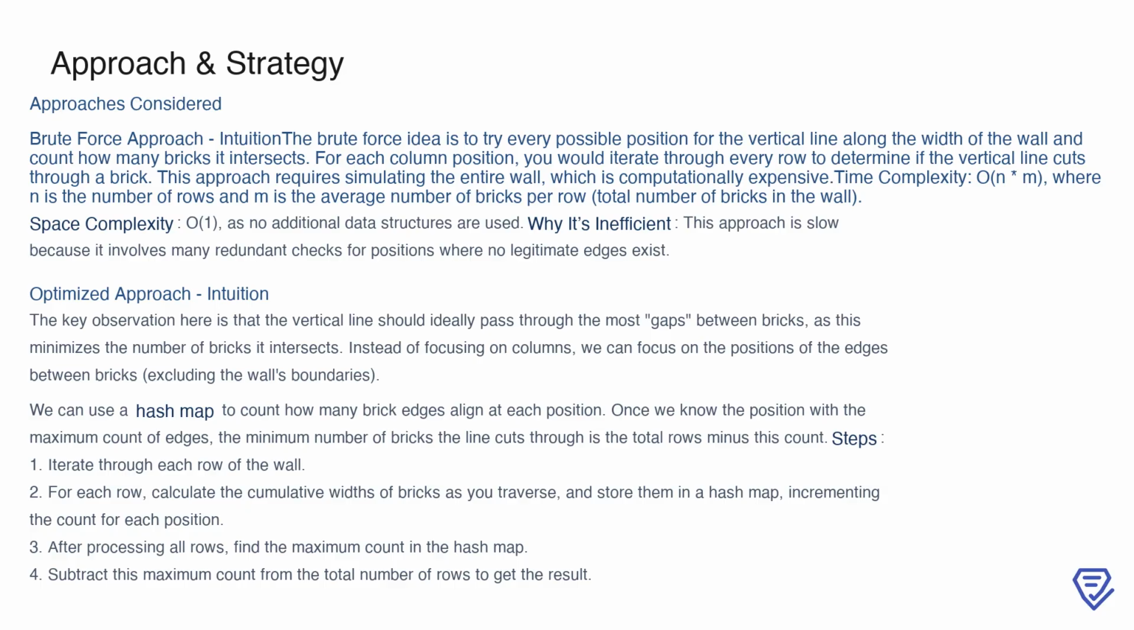Now, the optimized approach takes a different perspective. Instead of focusing on all column positions, we shift our focus to the edges between bricks, as the goal is to find a vertical line that passes through the most gaps, minimizing the number of bricks it intersects. By using a hash map, we can efficiently count how many brick edges align at each position. With this data, we can determine the position with the maximum edge count, and from there, calculate the result as the total number of rows minus this maximum count. This streamlines the process by targeting only the relevant positions, cutting down on unnecessary operations.